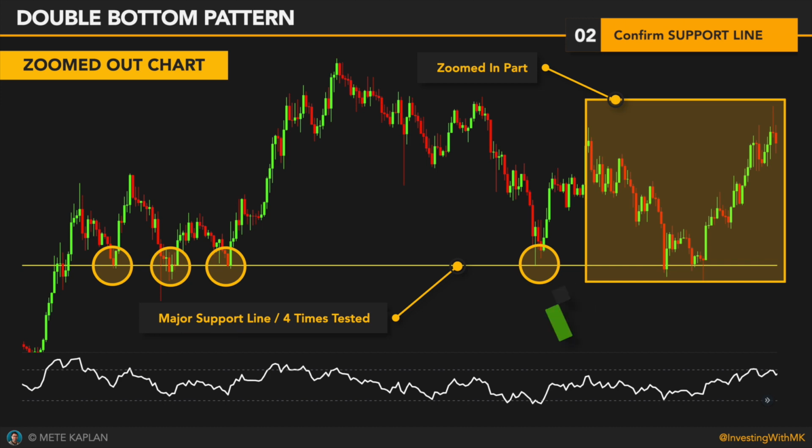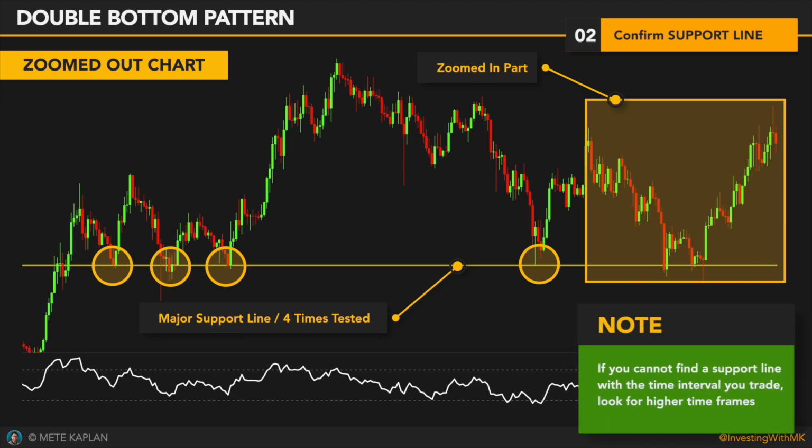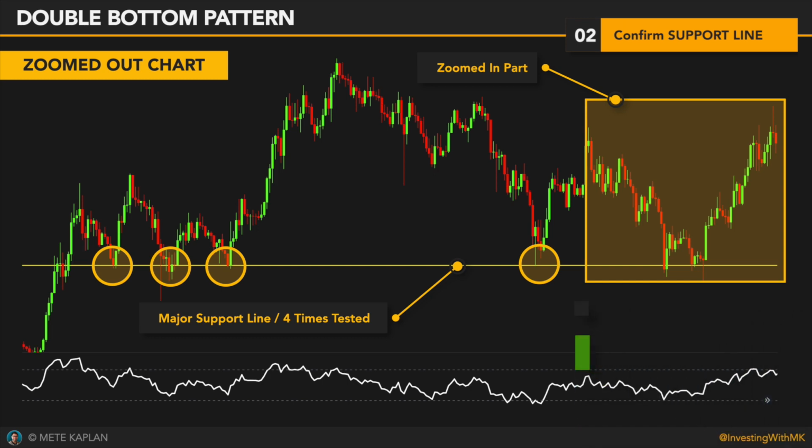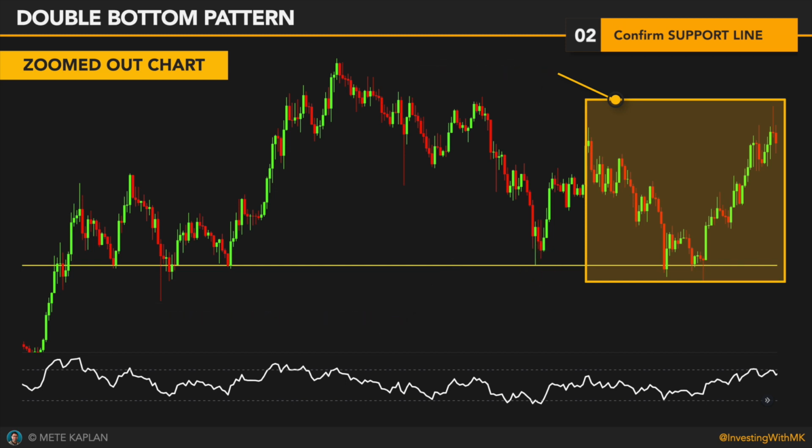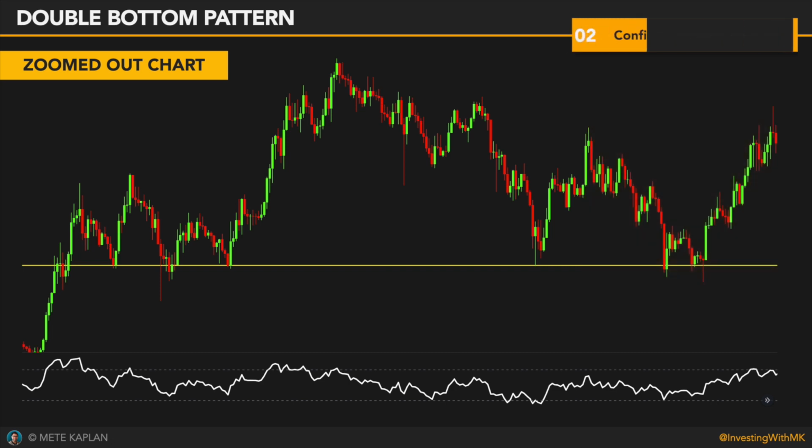If you cannot find a support line with the time interval you trade, look for higher time frames. For example, if you trade with 5 minutes chart, check your 15 or 30 minutes charts. If you trade with 4 hours chart, check your daily charts for support lines. This step is optional, but I suggest you find a support line. This will make the trade much stronger.